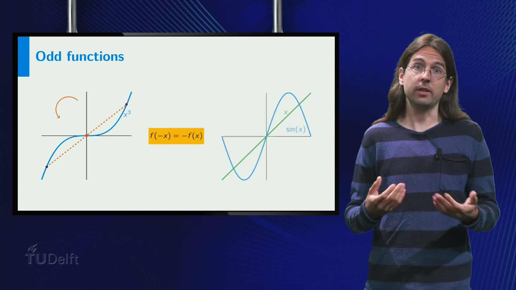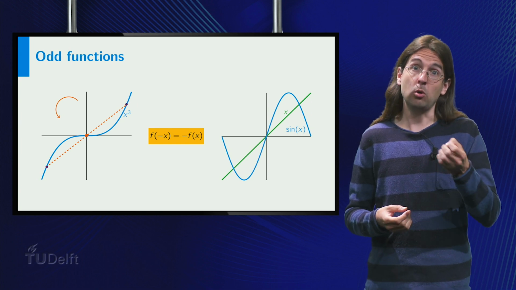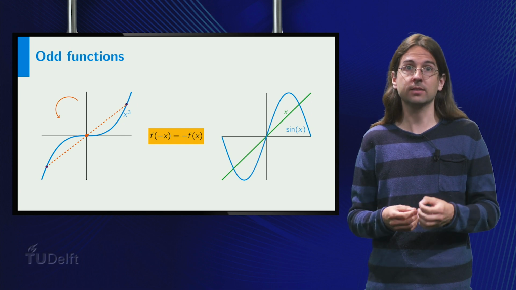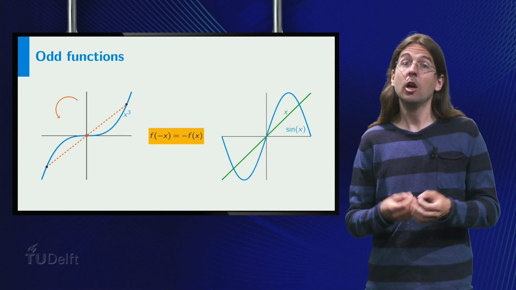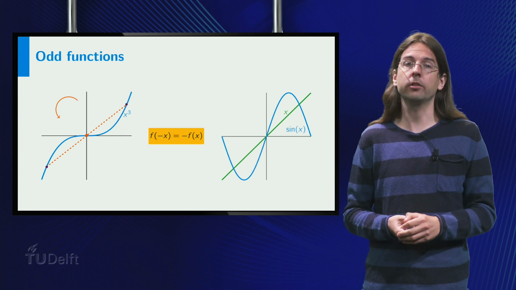Other examples than x cubed are x to the power 5, x to the power 7, and other odd powers of x, including x to the power 1, which equals x itself. Moreover, sine a x for any a is odd as well.